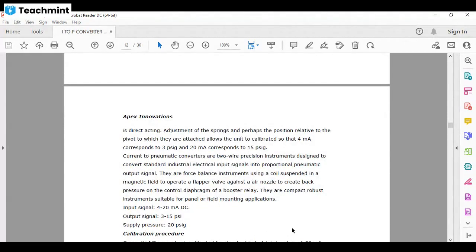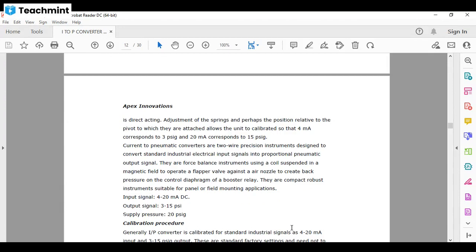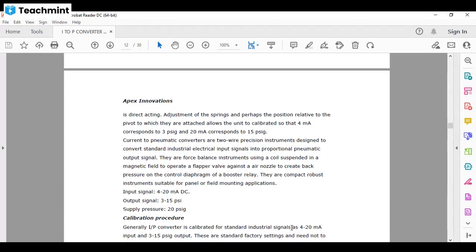The input signal for this instrument is 4 to 20 milliampere DC, and the output is 3 to 15 psi. If the input current is 4, then the output signal is 3. If the input current is 6, the output is 4. If the input current is 8, then the output pressure signal is 6, and our supply pressure is 20 psig.